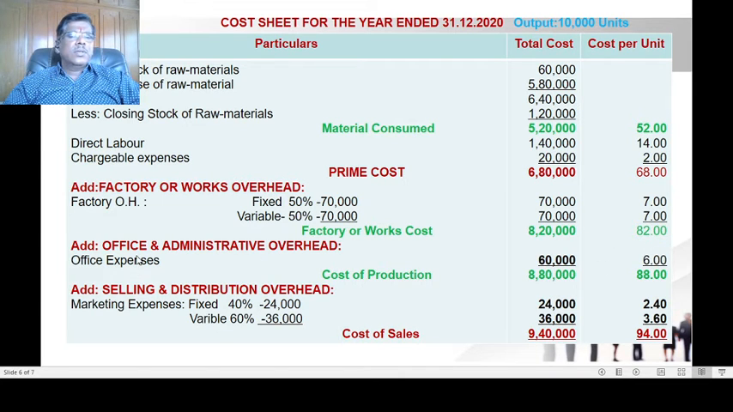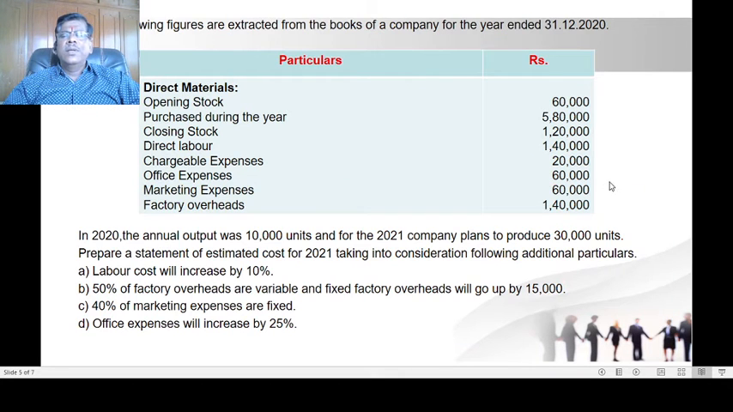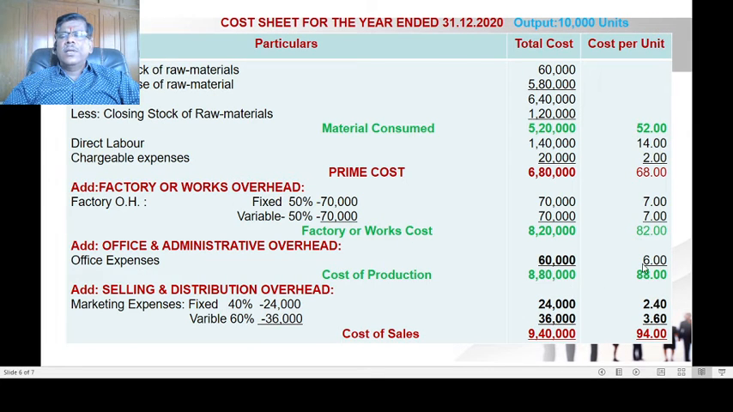Then once again you have to add office and administrative overhead. Office expenses of 60,000 are given. You can add here 60,000 divided by 10,000, you will get 6 rupees per unit. Then 82 rupees plus 6 rupees is 88 rupees.